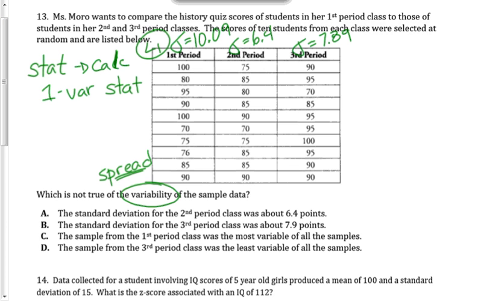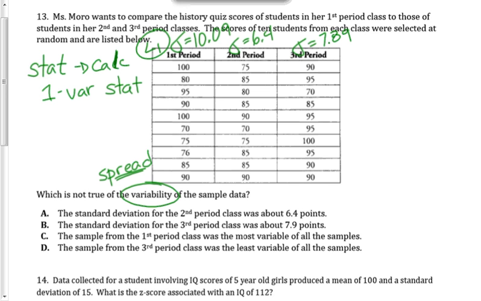So here we have our 3 standard deviations. The first period standard deviation was 10.09, the second period was 6.4, and the third period was 7.89. That means that the first period is the most spread out because it has the largest standard deviation. Second period is the least spread out because it has the lowest standard deviation. And third period is somewhere in the middle.